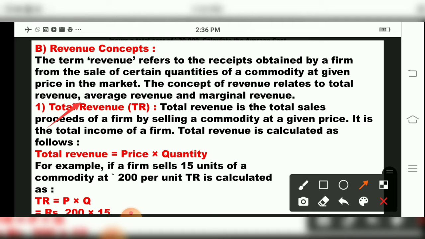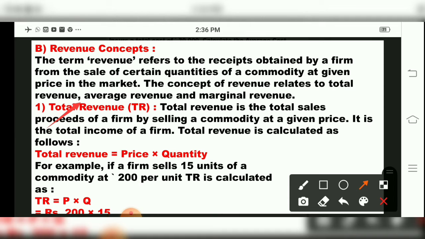So what does revenue tell us? It is a receipt obtained by a firm from the sale of certain quantities of a commodity at a given price in the market. The concept of revenue relates to total revenue, average revenue and marginal revenue.